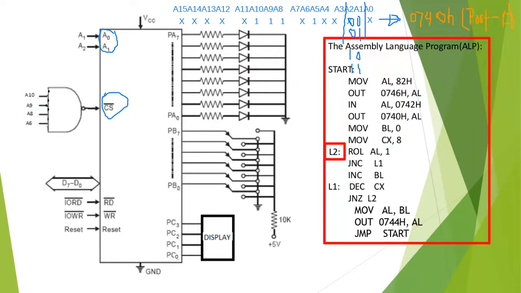Okay, and then next one will be 0, 7, 4, 2. And definitely it is a hexadecimal number. Okay, it's not a decimal number or binary number. So this is for port B.